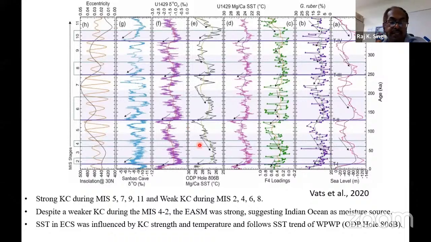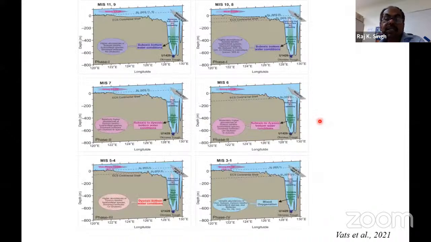It suggests that despite the weaker Kuroshio current from MIS 4 to 2, the East Asian summer monsoon, if you see, has more depleted values, so it was stronger. We are suggesting that during this time period the Indian Ocean was the major moisture source for the East Asian summer monsoon precipitation in this region. Basically, the Kuroshio current strength and the temperatures follow the trend of the West Pacific warm pool.